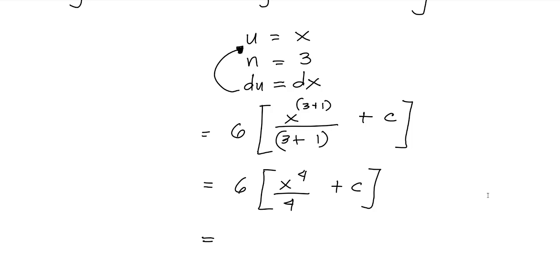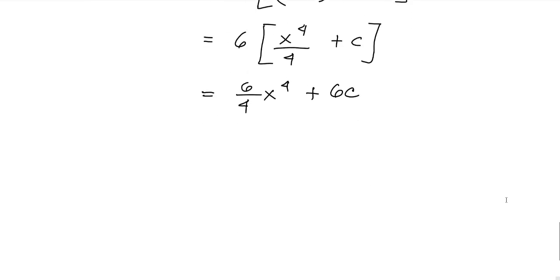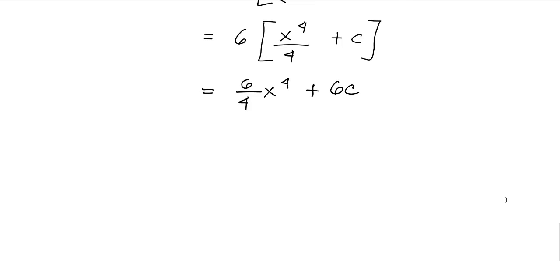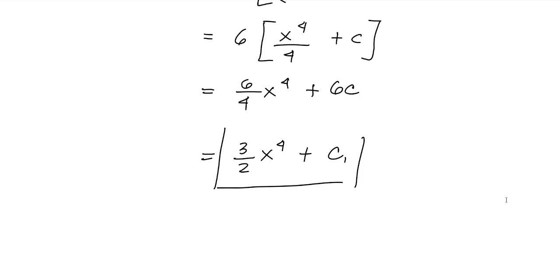Distributing 6, you will have 6 over 4 x raised to 4 plus 6 times the constant of integration. 6 over 4 can also be written as 3 over 2 x raised to 4, but 6 times the constant of integration will still be a constant, right? So we can just say that that is equal to a constant of integration to simplify things, or c sub 1, to distinguish it from the original constant of integration. So this is your answer using the general power formula.